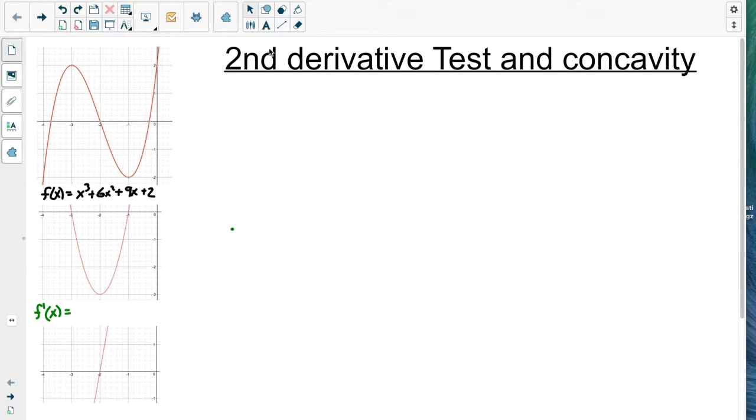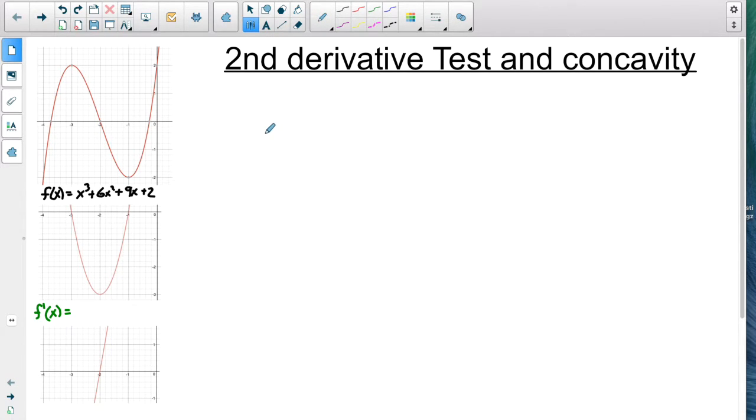Let's talk about the second derivative test. So we already know about the first derivative test, where we check for critical points by setting the first derivative equal to 0. And then we test with a table to the left and right to determine if it was increasing, 0, and decreasing, which would be a relative max, or whether it was decreasing, 0, and then increasing, which would be a relative min, right?